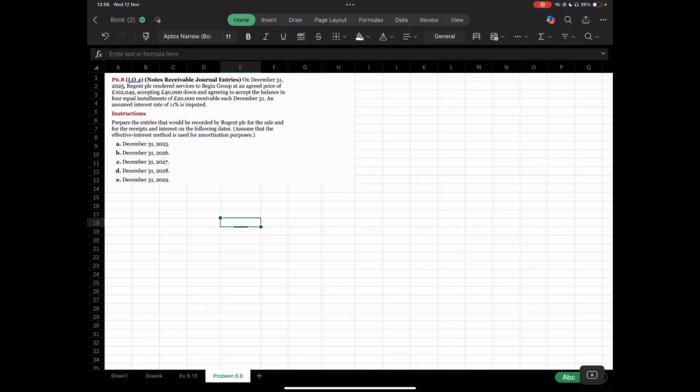Now we're going to solve problem 6.8, notes receivable journal entries. On December 31st, 2025, Regent PLC rendered services to Beijing Group at an agreed price of 102,049 euros, accepting 40,000 euros down and agreeing to accept the balance in 4 equal installments of 20,000 receivable each December 31st. An assumed interest rate of 11% is imputed.